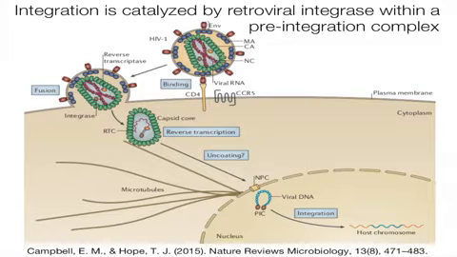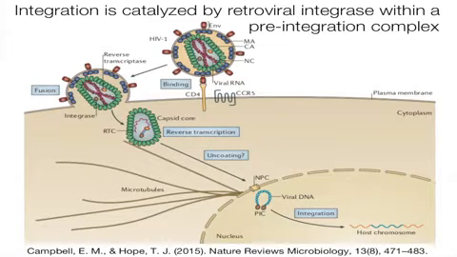Fusion then releases the conical capsid core, which contains 2 copies of genomic RNA. This core is trafficked along microtubules to the nuclear pore complex, and during that time, the genomic RNA is converted into complementary viral cDNA through reverse transcription.